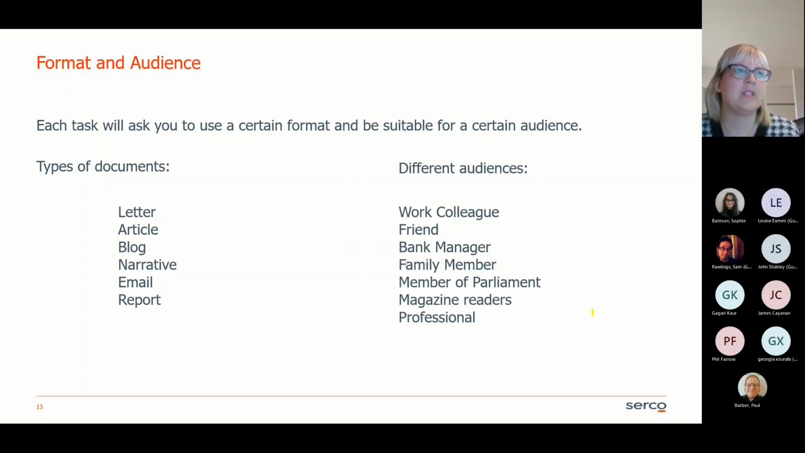But if you were writing a letter to your local MP, the language that you use would be more formal. So think of your audience when you're being asked to write your document, and make sure that it is suitable for the intended audience as well.